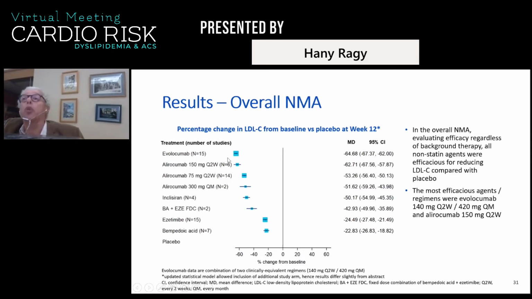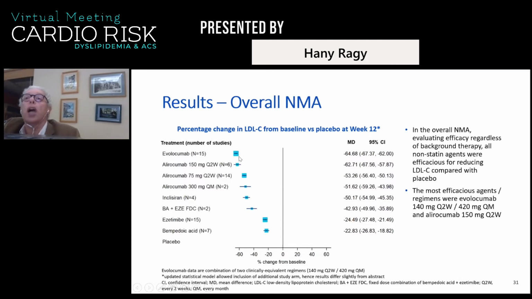Evolocumab was the most effective. Both evolocumab and alirocumab were most effective in reducing change in LDL from baseline compared to placebo, immediately followed by inclisiran. Of course, ezetimibe and bempedoic acid were less effective. The most efficacious agents were evolocumab 140 milligrams every 2 weeks, or 420 a month, and alirocumab 150 milligrams every 2 weeks. So these were the most effective. Please note that alirocumab 75 milligrams every 2 weeks was less effective.